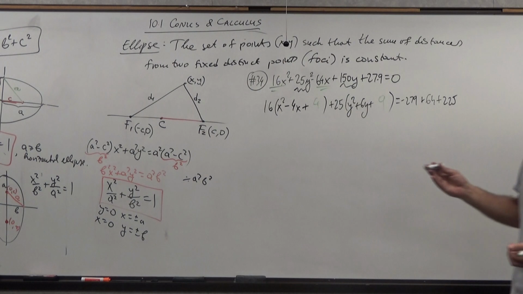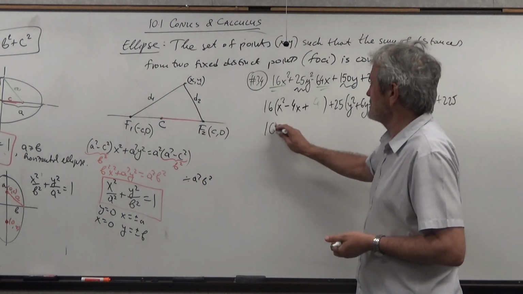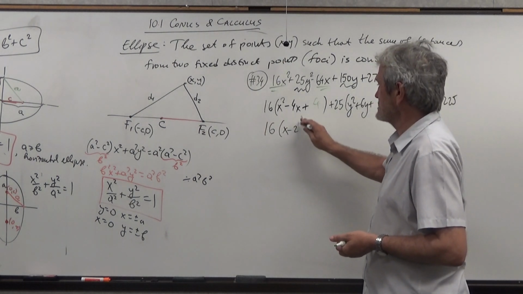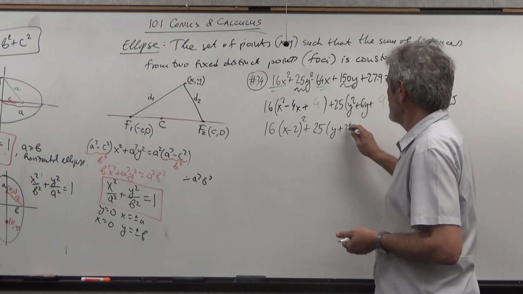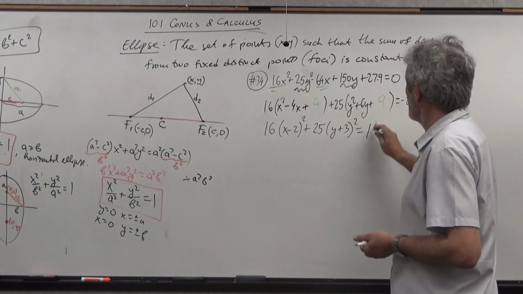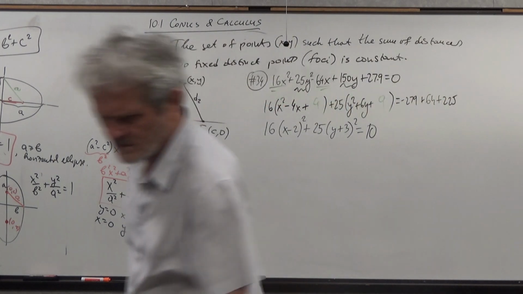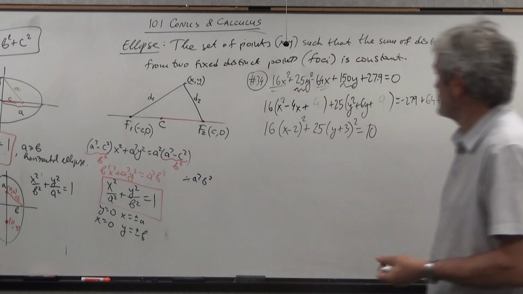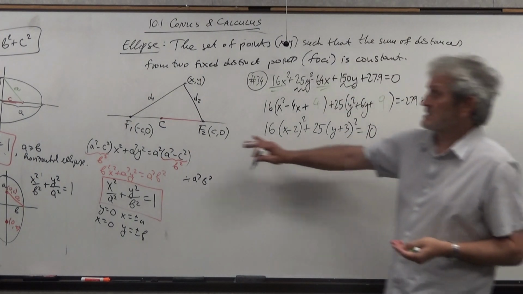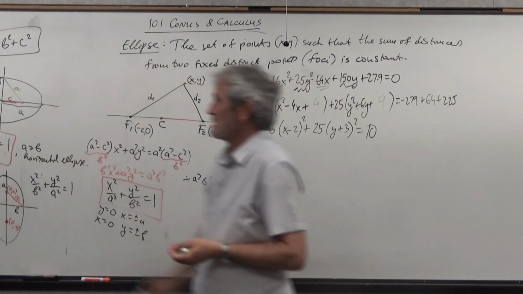So what do I get now? This is 16 times (x minus 2) squared plus 25 times (y plus 3) squared equals 10. Did I get 10 there as well? Yeah. And that's it. So now it starts looking much simpler, very similar to this.